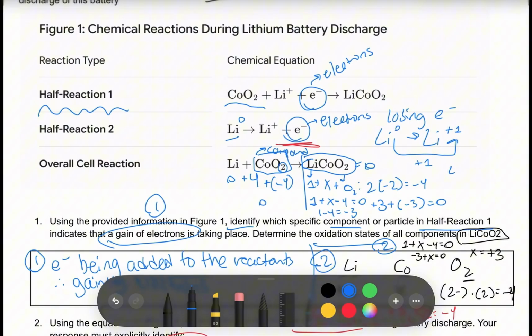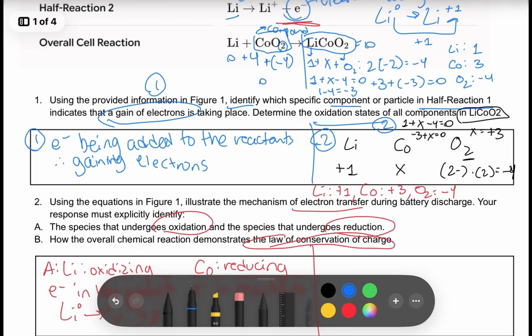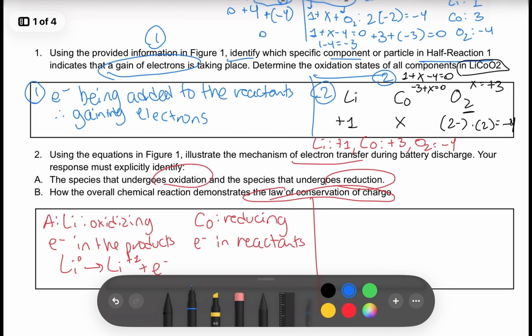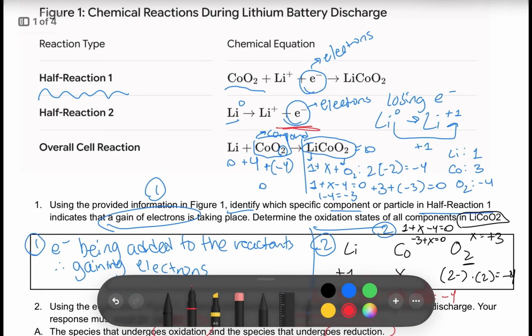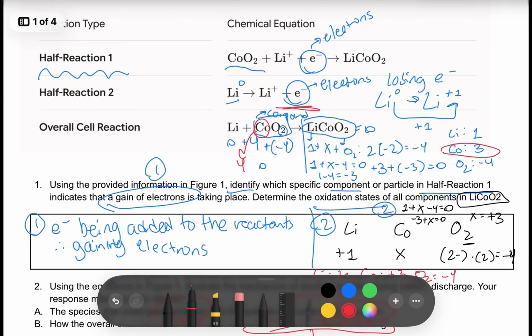So in this case, Li was 1, Co was 3, and O2 was -4. Taking that into consideration, we see that in both the reactants and product side, the relative charge stayed 0. But before that, actually, let me just write down how we saw Co go from equaling 4 here to then equaling 3 on this side.